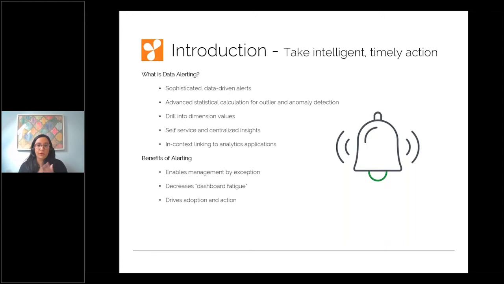Just for a little bit of context, Qlik Alerting is an intelligent alerting platform providing sophisticated data-driven alerts that help users proactively monitor their business and take action from it. It goes way beyond simple KPI thresholds, helping you to easily spot outliers and anomalies, and it gives you the ability to drill down and evaluate individual dimension values as well.